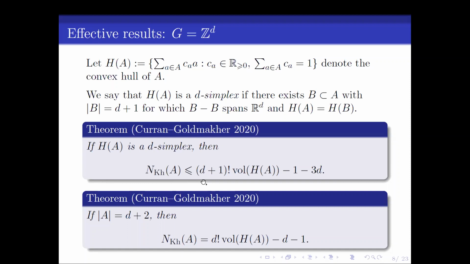So here it is. And they actually did one more special case, when the size of A is D plus 2. In this case, they got, in fact, bang on the nose. They explicitly calculated the size of the sumset for all n. And here is what the Khovansky threshold is.